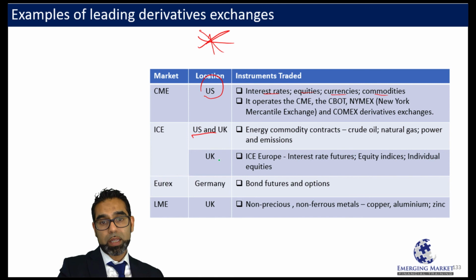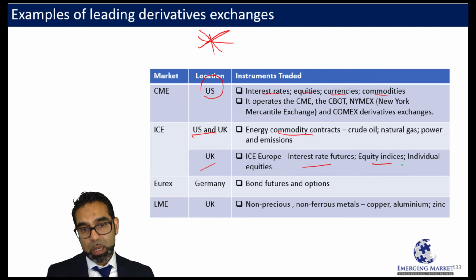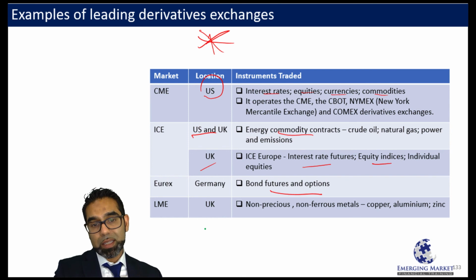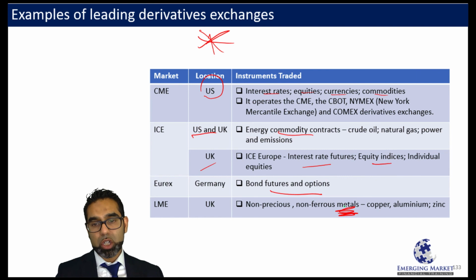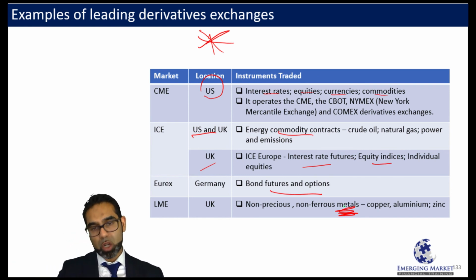Okay, in the US and the UK, they have energy products, and in the UK, ICE Europe, they have some interest rate, equity, and individual equities, single stock equities. Okay, so derivatives on individual shares. Eurex is in Germany. They do bond futures and options, and the LME is the London Metal Exchange. It does what it says. It trades non-precious metals: copper, aluminium, tin, zinc, others. Okay, familiarize yourselves. It's look and learn. You'll forget it by the time I move on to the next line, but know it for your exam. Simple questions, simple marks.